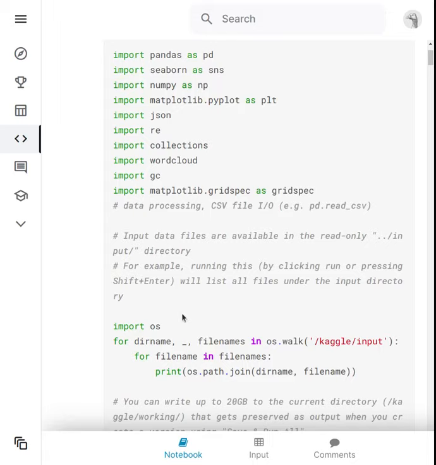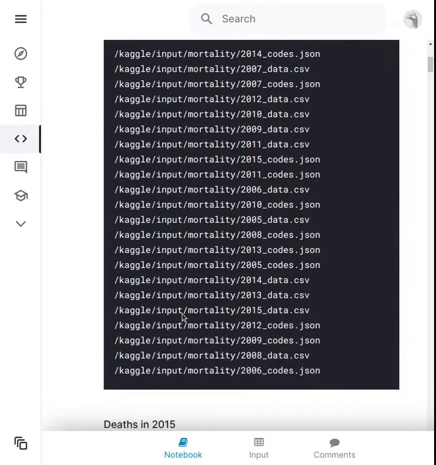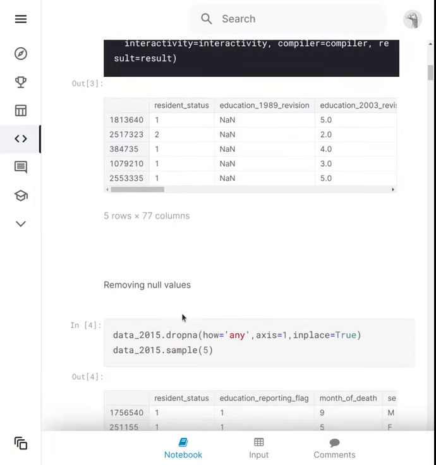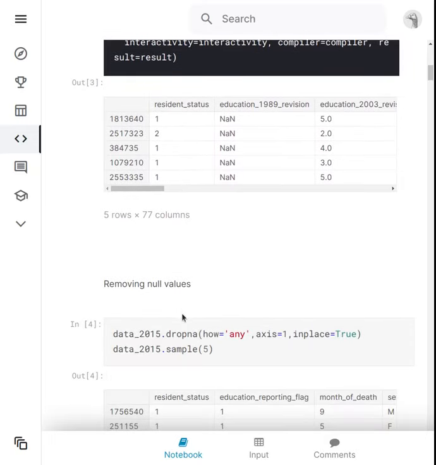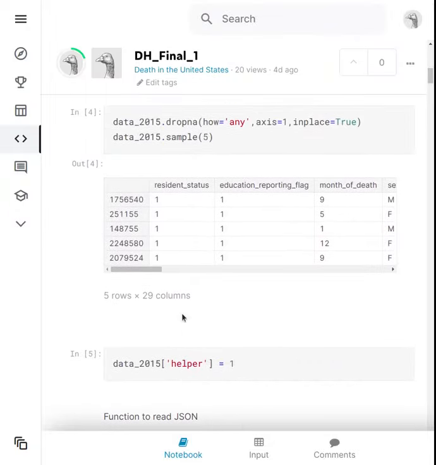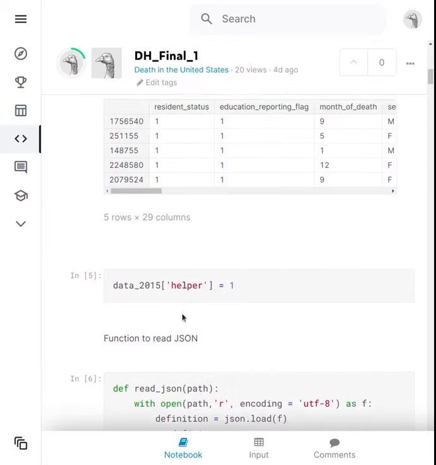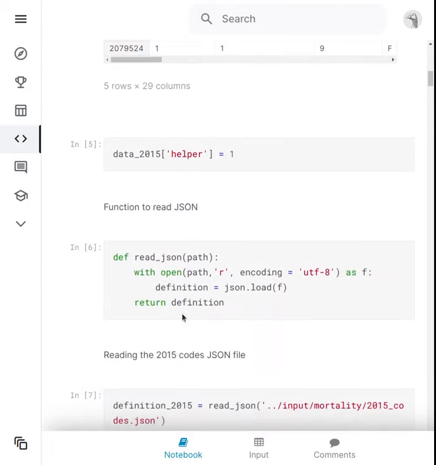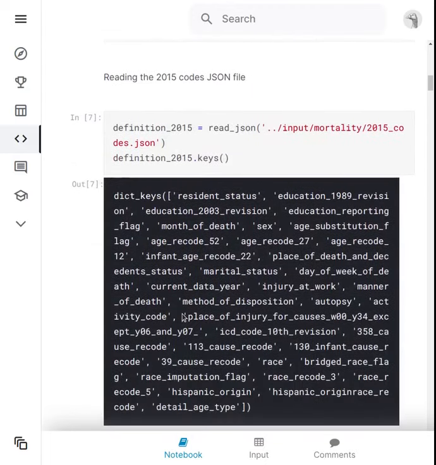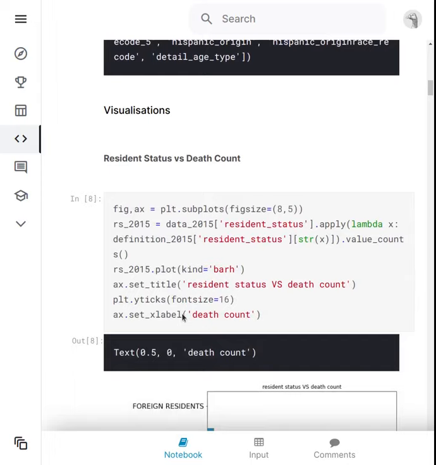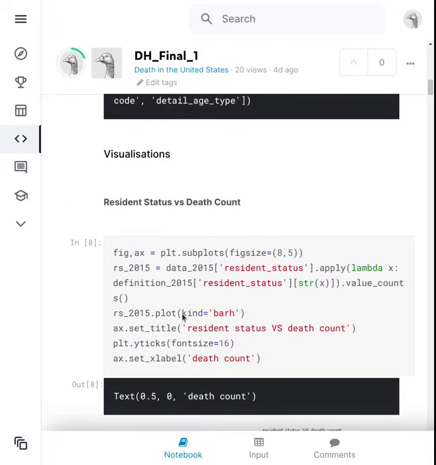For this section, we are using 2015's data, and after removing the null values, the number of columns reduced to 29 from 77. To use this data, we are defining a function to read the JSON code files and store the columns as keys in a dictionary. In the visualization section, the focus is on visualizing the number of deaths on different columns related to causes, demographics, etc.